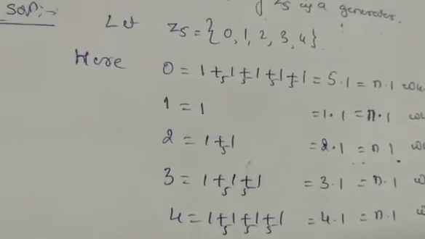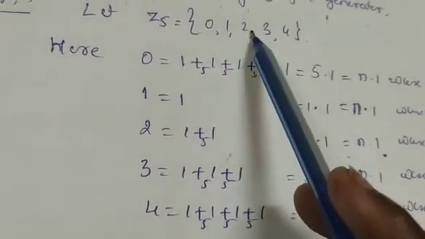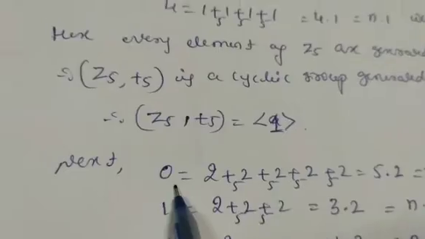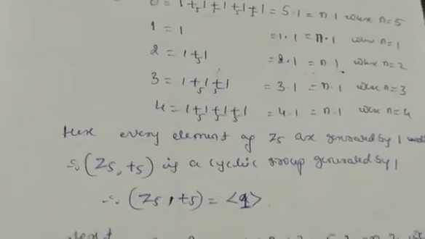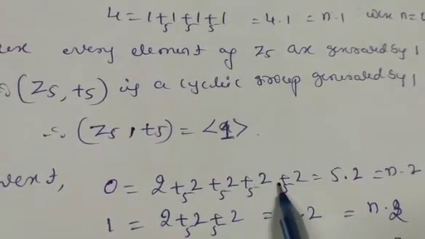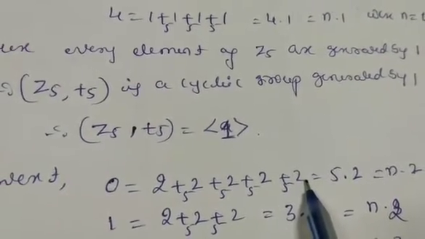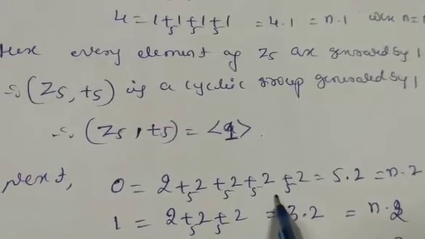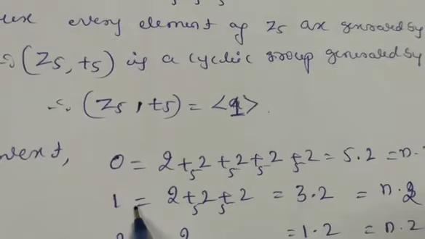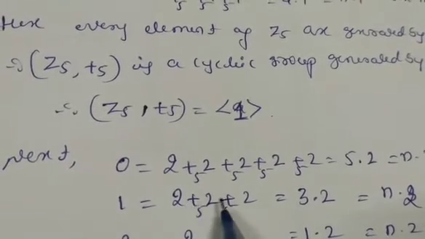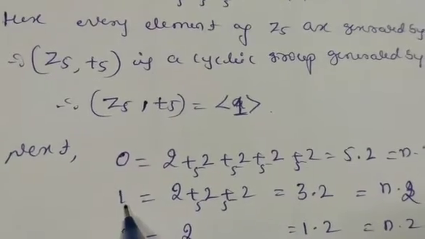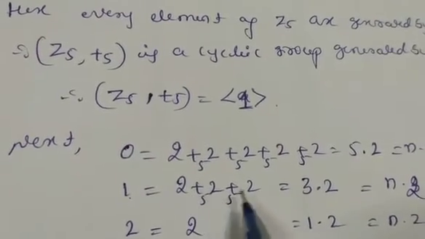Next you have to check whether it is generated by 2 also or not. The first element of Z5 is 0. We can write 0 in terms of 2: 2 plus 2 plus 2 plus 2 plus 2, 5 times. 5 times 2 is 10, and 10 divided by 5 gives the remainder 0. Similarly 1 is nothing but 2 plus 2 plus 2, that is 6. 6 divided by 5 gives the remainder 1. So it is 2 plus 2 plus 2.